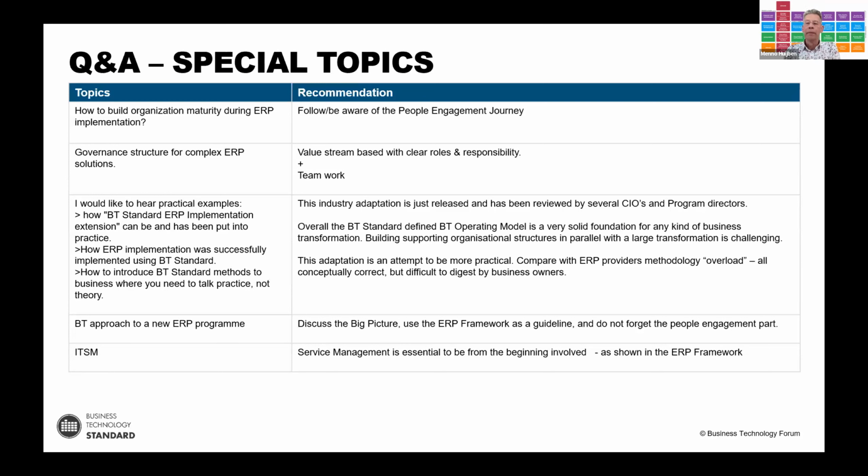Yeah, it's also that, like I said, the ERP providers have very comprehensive methodologies, conceptually correct, and it's very good material and definitely something to use, but it might be a bit of an overload at the beginning. So this is also an attempt to encapsulate and to give some more reading guidelines to start to benefit from that type of information as well.